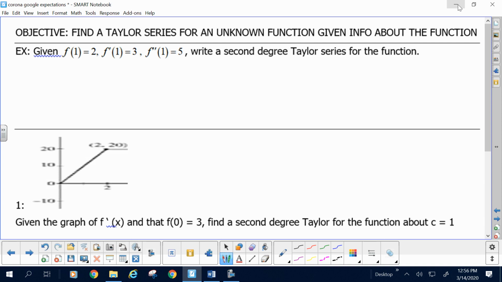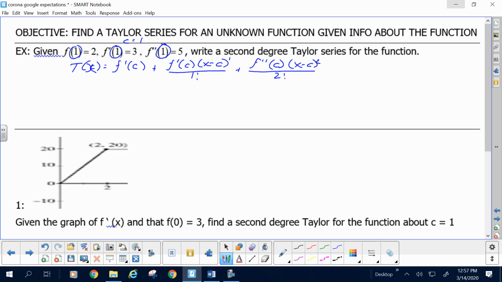But we're writing a second degree Taylor, and as I am learning this, it helps to write this. The more I write this, the quicker it gets into my brain, and it also serves as the template that I'm going to plug into. Based on what they give me, I know things about f for x equal 1, so that's going to be my c. C is going to be 1.